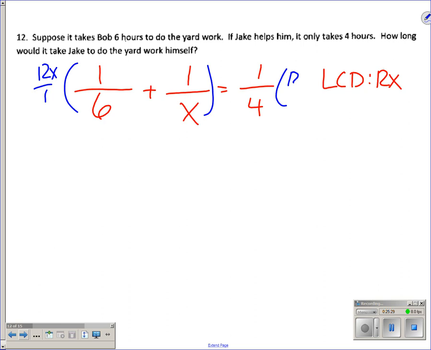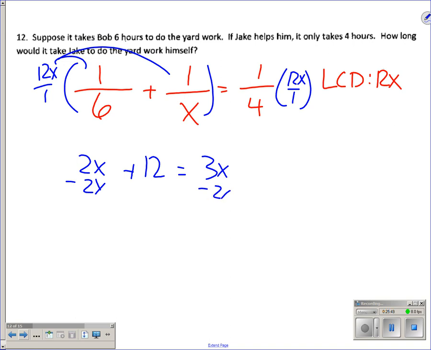Let's see. If I distribute the value, 12x over 6 reduces down to 2x, plus 12x over x reduces down to 12, and 12x over 4x on the right side reduces down to 3x. So it looks like in this case, if I were to solve this, 12 equals x. So it takes Jake 12 hours to do it by himself, which is more than the time it takes them to do it both together. That makes sense to me.